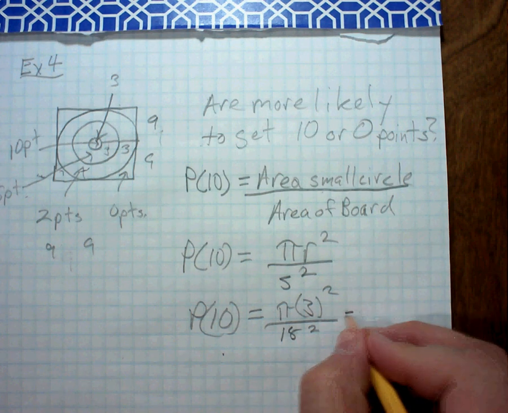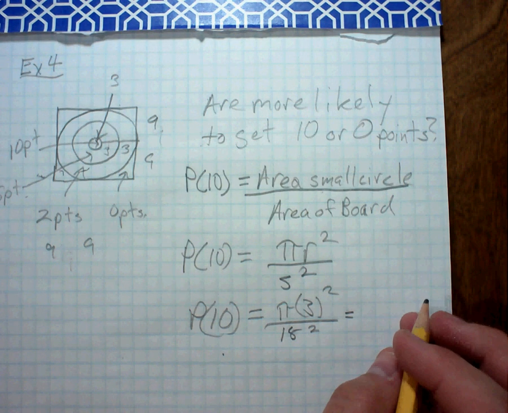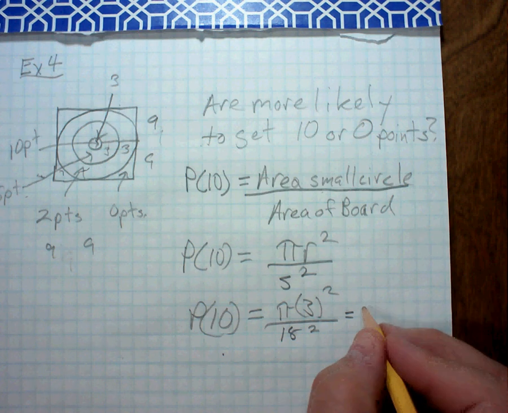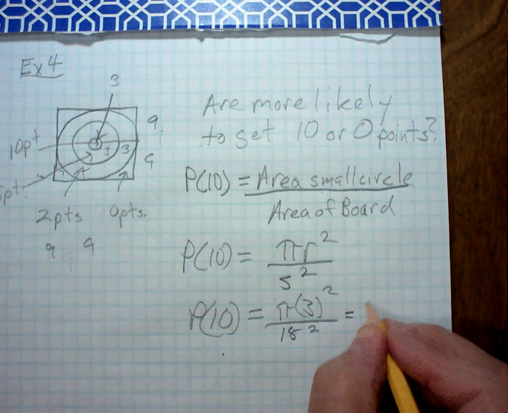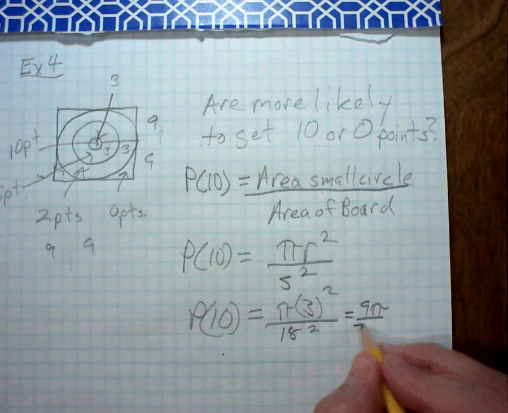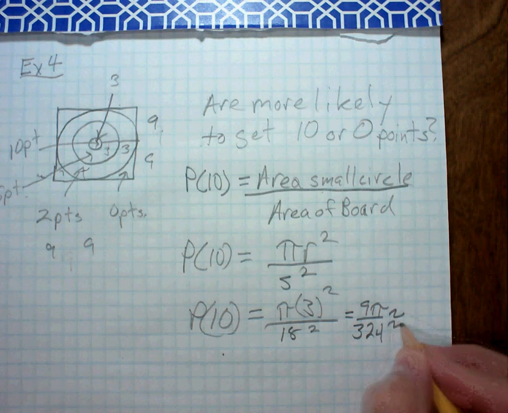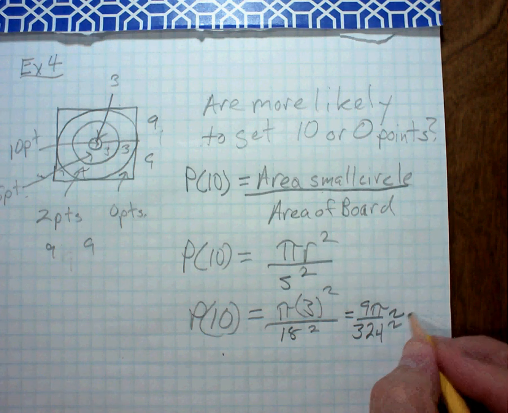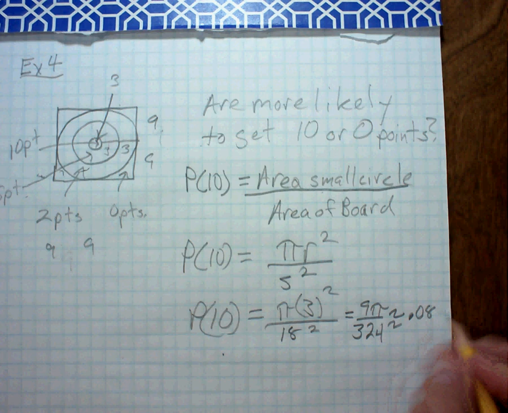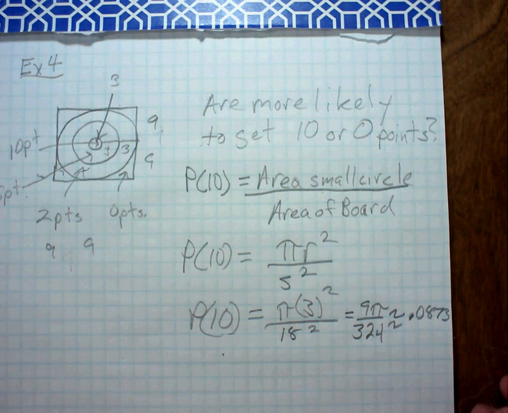Now if we plug that in the calculator, this ends up becoming 9 pi over 324, which is approximately 0.0873. So it's about 8%, almost 9%.